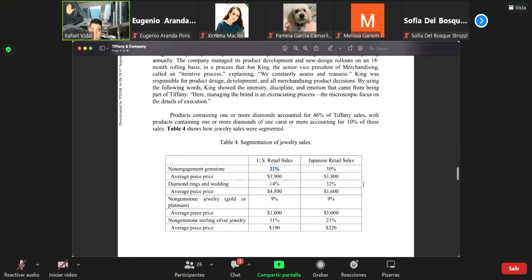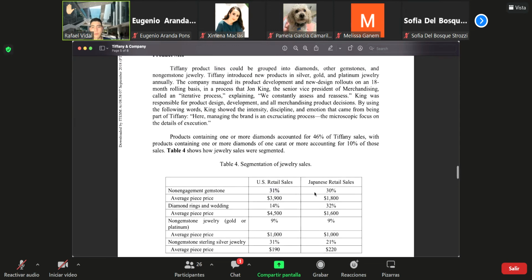Do the same for the diamond rings. Do the same for the non-gemstone jewelry. So you'll get 4 numbers and you just add those numbers and you get a total of pieces you sold in Japan. Okay? Yes? Yes, Sophia, did you get it right?